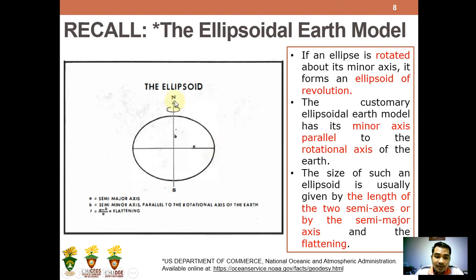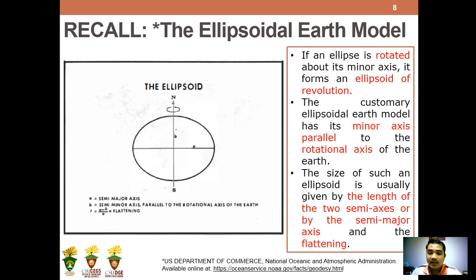So if the rotational axis of an ellipse is the minor axis, then when you rotate it, the volume it generates is an ellipsoid of revolution or ellipsoid. An ellipse with its rotational axis at the minor axis, when you rotate it, the volume generated is what we call an ellipsoid of revolution or ellipsoid.